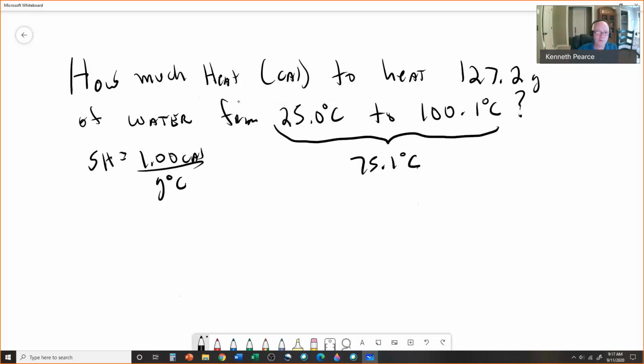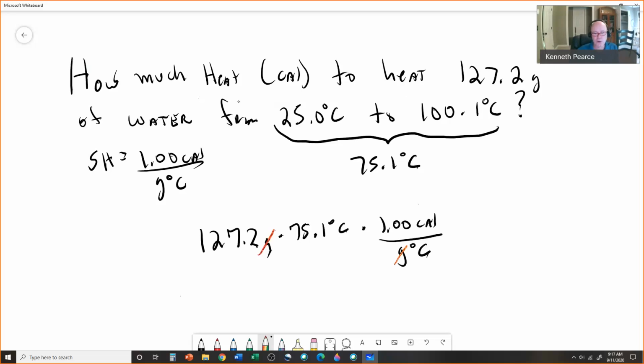So now we go ahead and plug in our numbers. And so we say 127.2 grams times our change in temperature times the specific heat of water. And I know we're multiplying times 1, but don't leave off the specific heat just because you're using water, because at the end of the day, we still have to make sure always that units cancel, and they do, and we're left with calories.